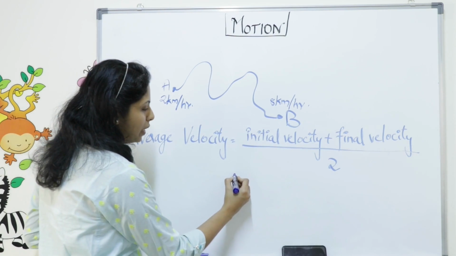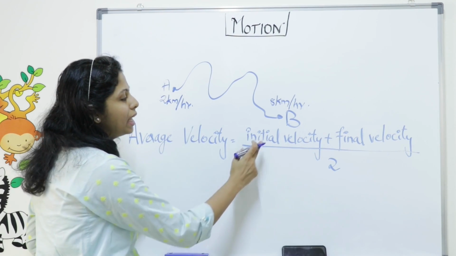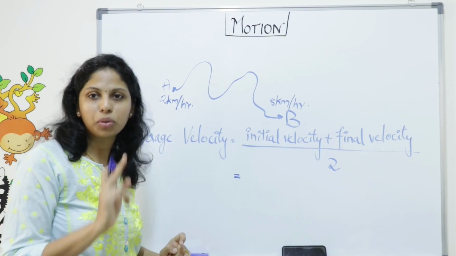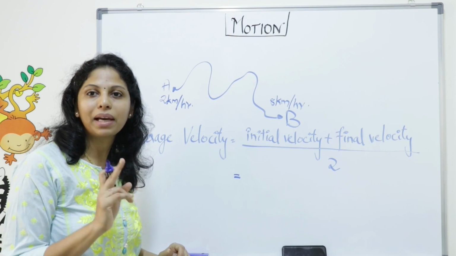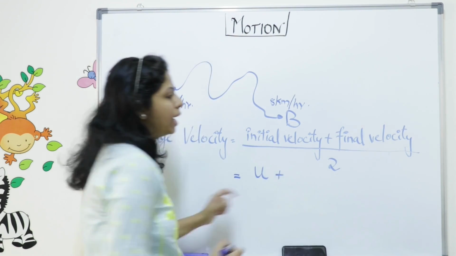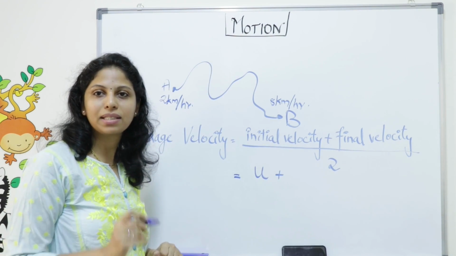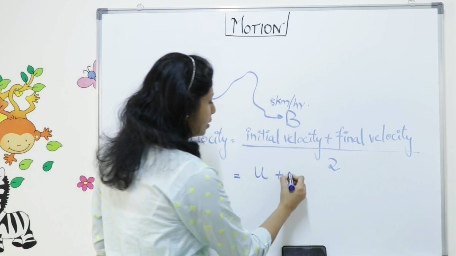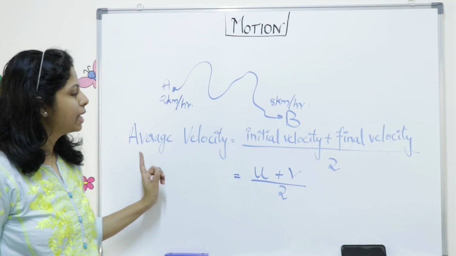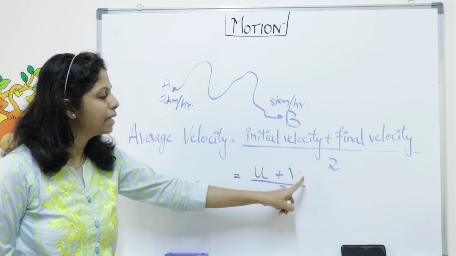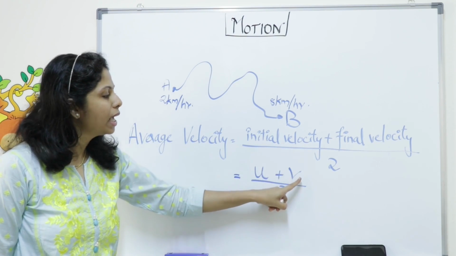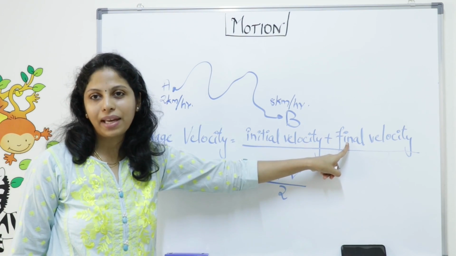Yes, average velocity is nothing but initial velocity. Initial velocity, do not forget, it is represented by the letter U. And the final velocity is represented by the letter V. Here goes the formula. It is average velocity is equal to U plus V by 2, where U is nothing but the initial velocity and V is nothing but the final velocity.